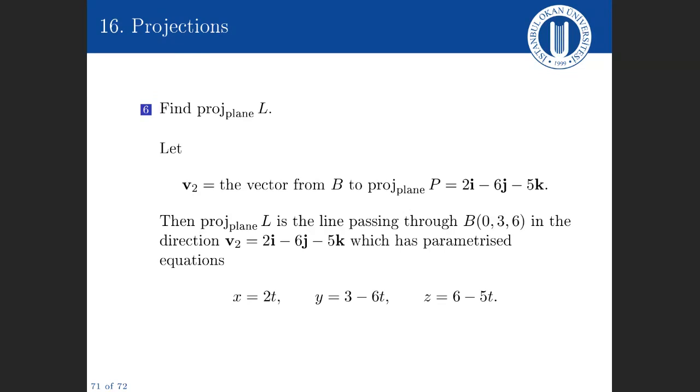And then to finish this example, find the projection of the line onto the plane. We're looking for the line which passes through these two points. We need a vector which goes from B to the projection of P onto the plane. You can check that we want the vector 2i minus 6j minus 5k. So we want the line which passes through 0, 3, 6 in the same direction as 2i minus 6j minus 5k. And that's all the information we need to write down the answer.